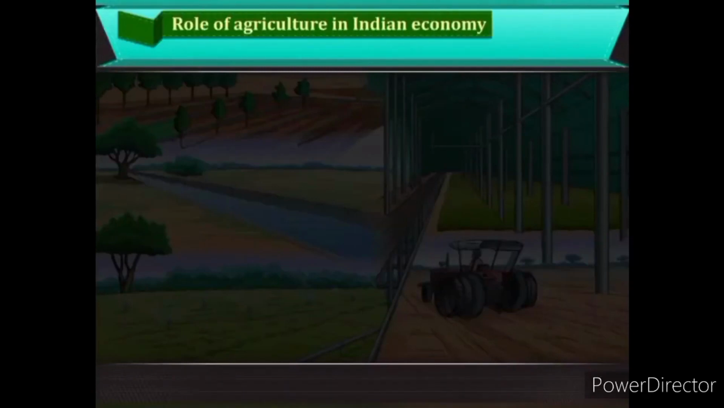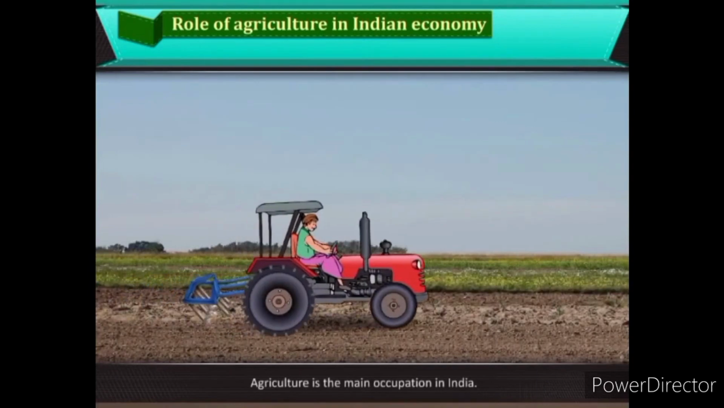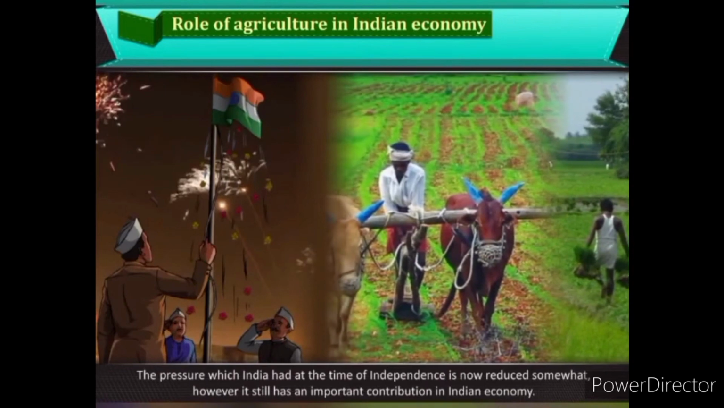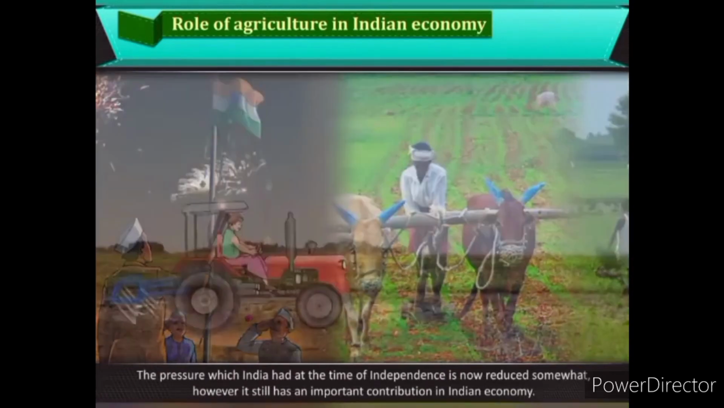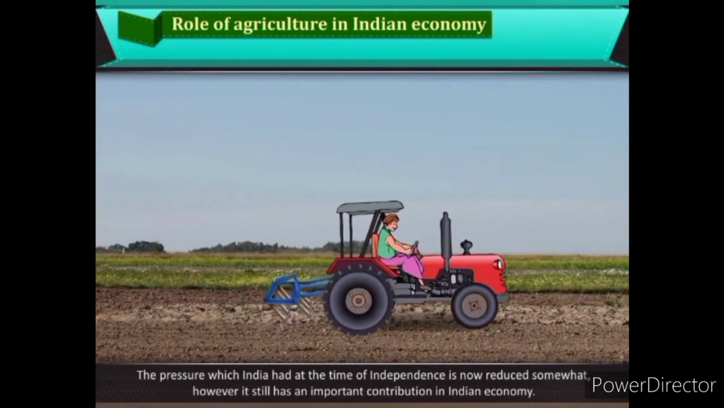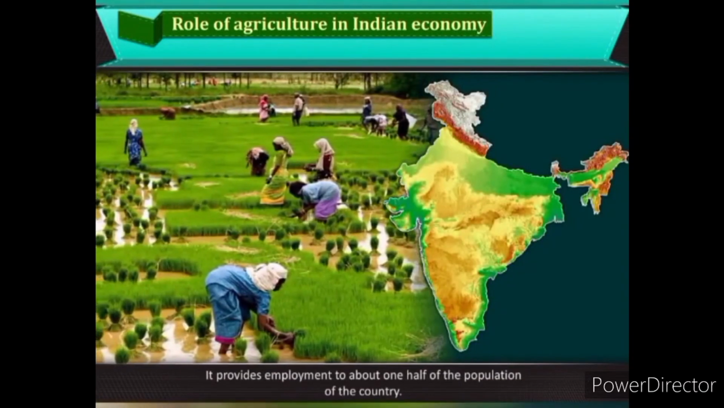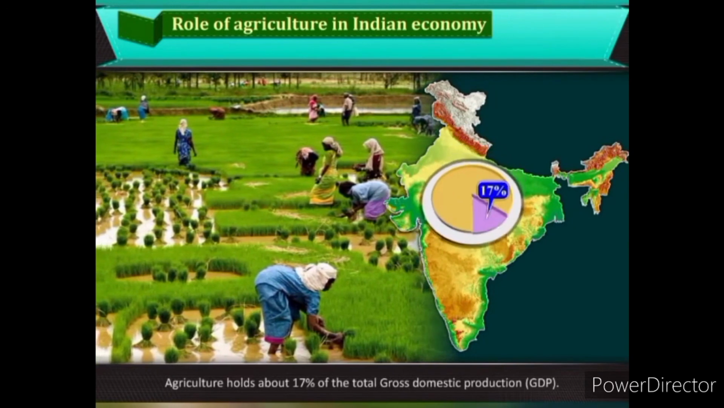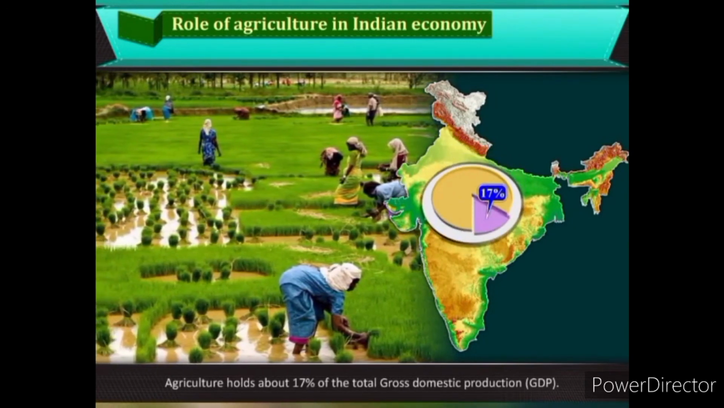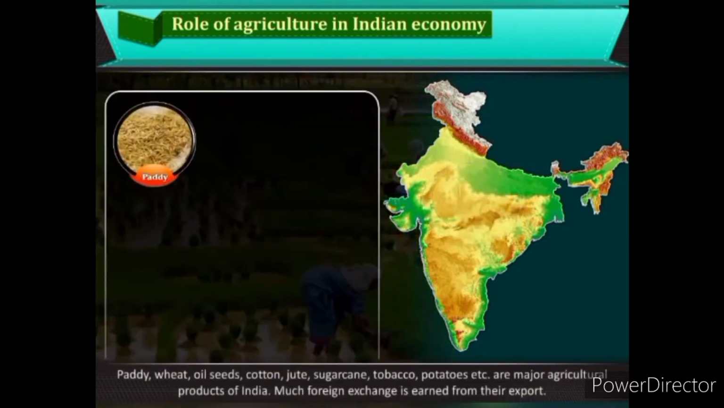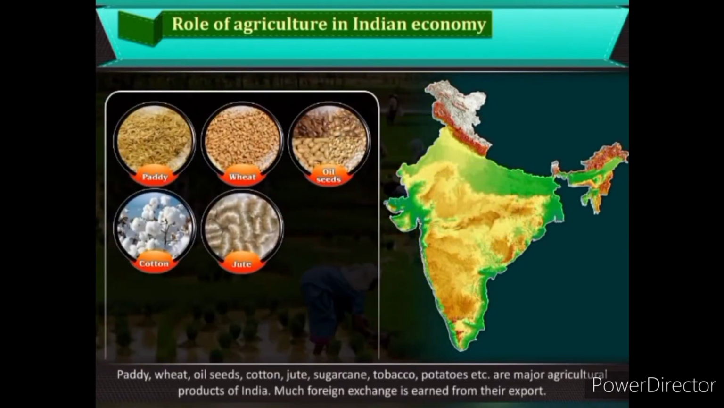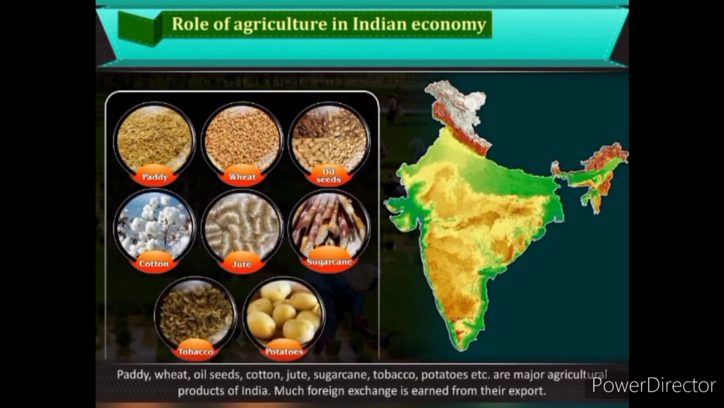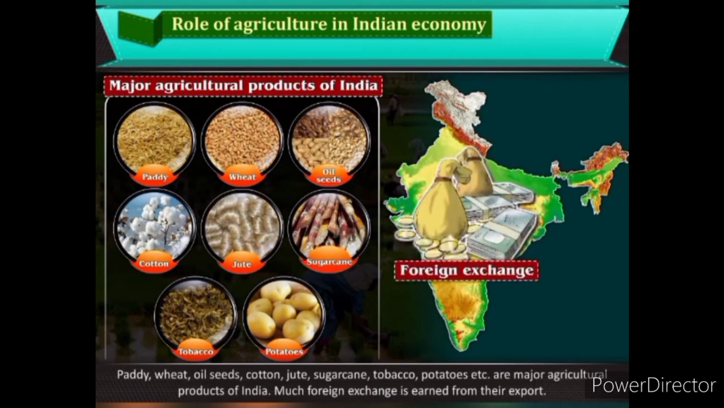Role of agriculture in the Indian economy. Agriculture is the main occupation in India. The pressure which India had at the time of independence is now reduced somewhat. However, it still has an important contribution in the Indian economy. It provides employment to about one half of the population of the country. Agriculture holds about 17% of the total gross domestic product, or GDP. Paddy, wheat, oil seeds, cotton, jute, sugarcane, tobacco, potatoes, etc., are major agricultural products of India. Much foreign exchange is earned from their export.